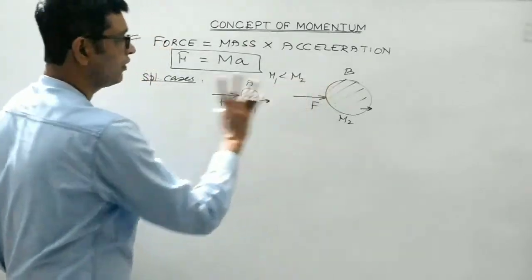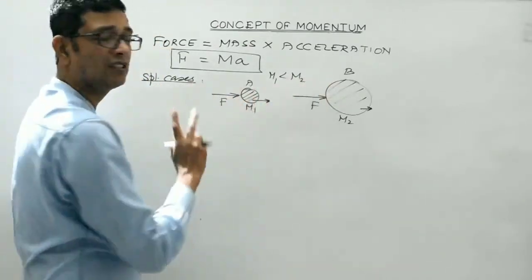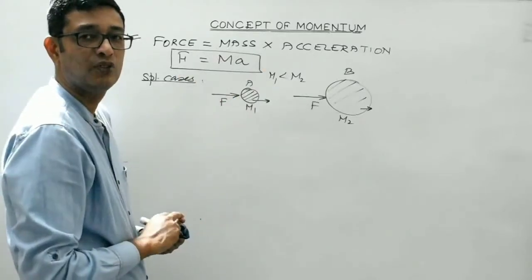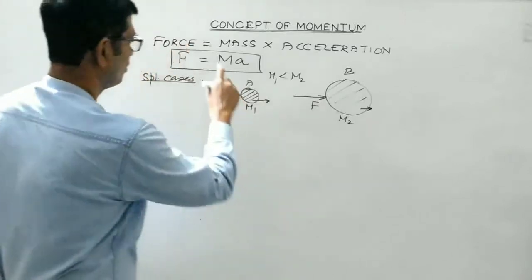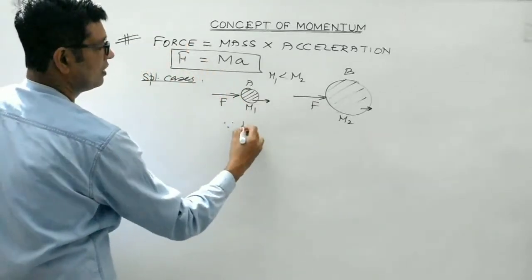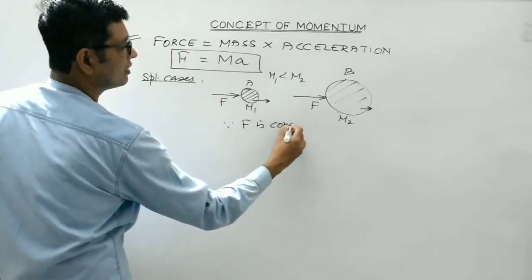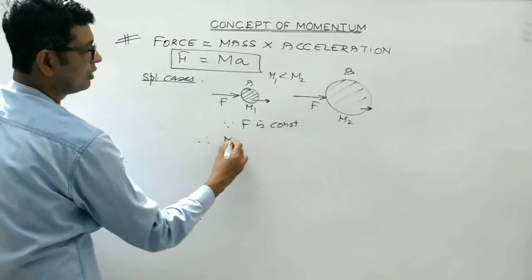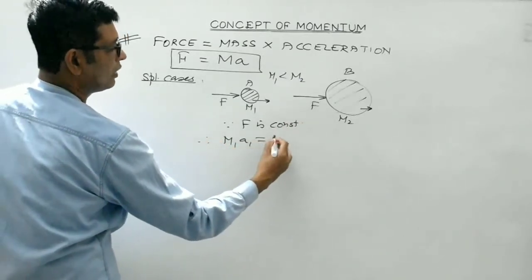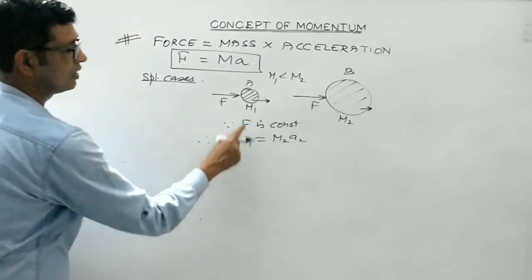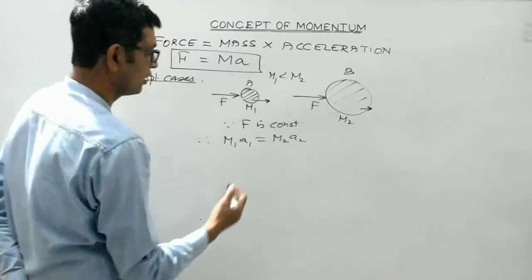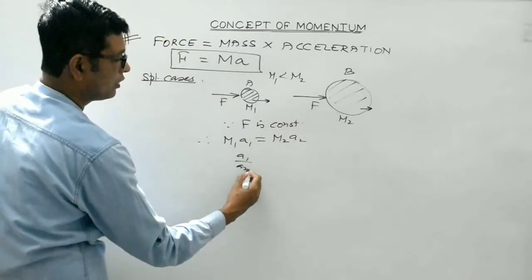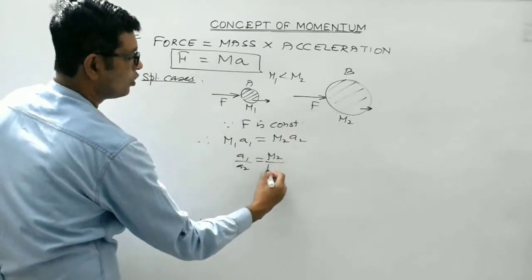In this case, what we have considered is, in both the bodies, same force is applied. So we want to check in which body more acceleration is produced. So, considering this, since F is constant, therefore, m1a1 would be equal to m2a2. Suppose a1 is the acceleration produced in the lighter body, a2 is the acceleration produced in the heavier body. Therefore, a1 by a2 would be equal to m2 by m1.